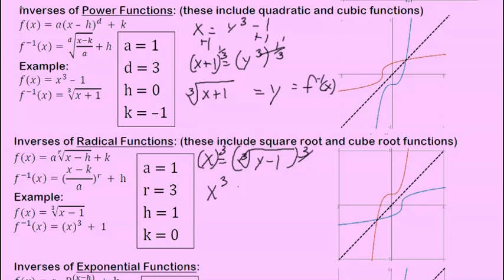So we have x cubed equals y minus 1. Add 1 to each side. And then you have x cubed plus 1 equals y, which we'll say is f inverse of x.